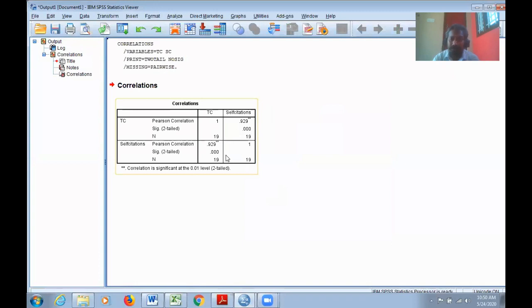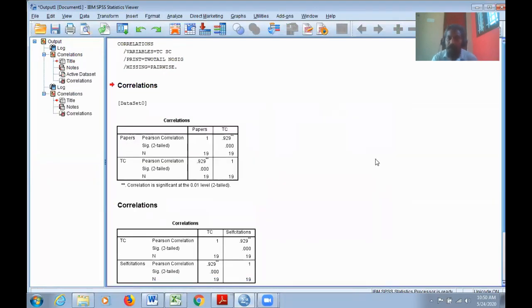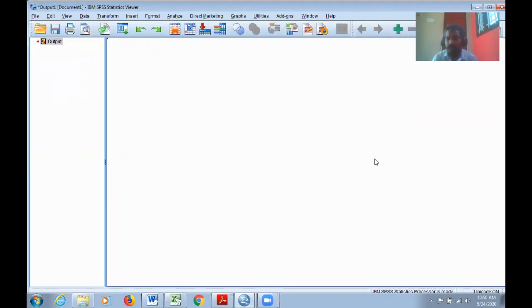Once again, you can see there is a very good relation between total citations and self-citations, and the result is very positive, and it's very close to 1. So once again, it is proved that there is a very, very high positive relation between total citations and the number of self-citations. Fine. So this is about bivariate correlation, where we analyze two different variables.